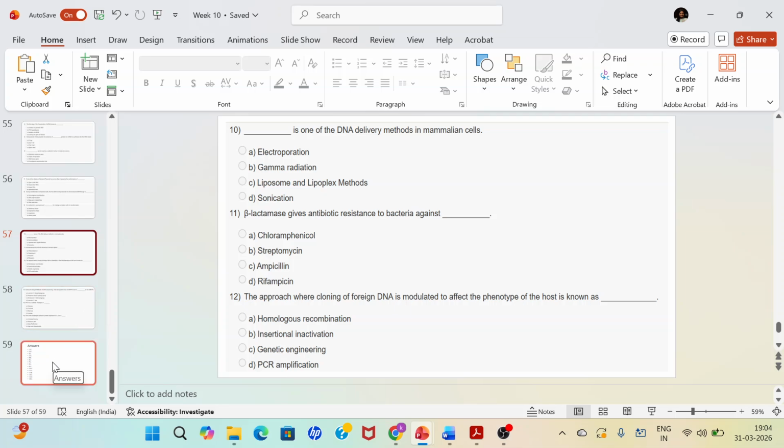Guys, just a moment. In question number 12, I think we went for a wrong answer. The answer should be insertional inactivation; we said genetic engineering. So the correct answer is insertional inactivation, because we are affecting the phenotype of the host. So the answer is B, not C. I think I spoke it wrong, and you guys also went for the wrong answer. So the answer is B, insertional inactivation.